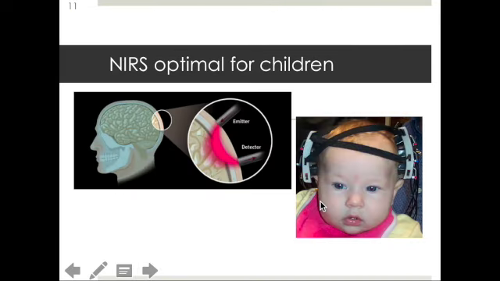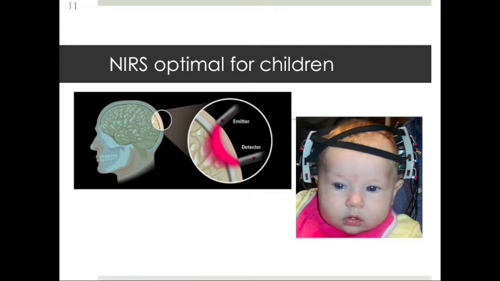And for this reason, NIRS imaging is also optimal for children, partly because their heads are relatively soft. So a baby's skull, I don't know how many of you have looked at a baby's head, but they tend to have relatively soft skulls. They're not completely fused yet. And so because of that, it's easier for the light to shine through.